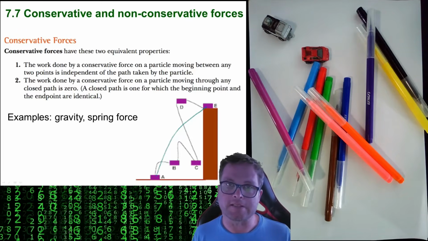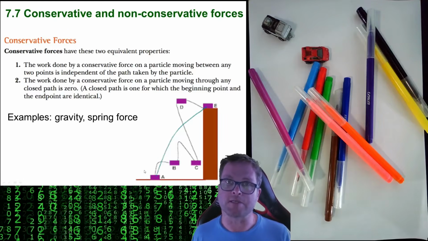So if we look at the interpretation of this first point in the context of a book being acted upon by gravity, we have a book starting at position A, and we want to lift it to point E, the top of this cupboard. There are many different ways in which we could do it. The first way is we could lift the book directly along this path shown in the green line from point A to point E. That would be one option to get it to the top.